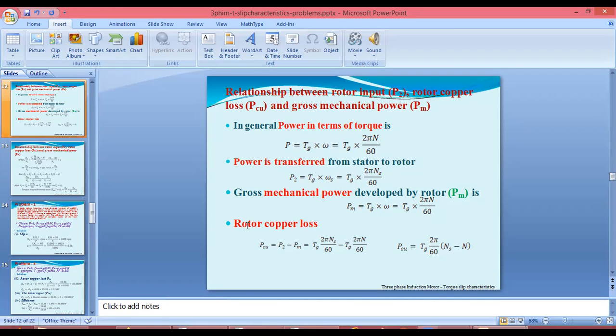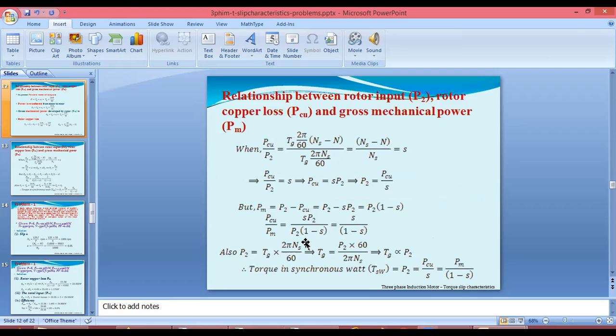So here we will get the copper loss. What was the equation we had for copper loss? We have P2 minus PM. Now we have the value for P2 and the equation for PM. So you will get the copper power equal to torque into 2 pi upon 60 in brackets Ns minus N. These equations you will need to solve the numericals.